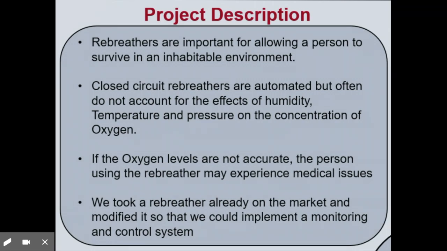This is a unique project because even though there are rebreathers on the market that are automated, they are often inaccurate and do not account for the effects of temperature, pressure, and humidity on the concentration of oxygen. This can be dangerous because inaccurate concentrations of oxygen can lead a person to hypoxia or oxygen toxicity.